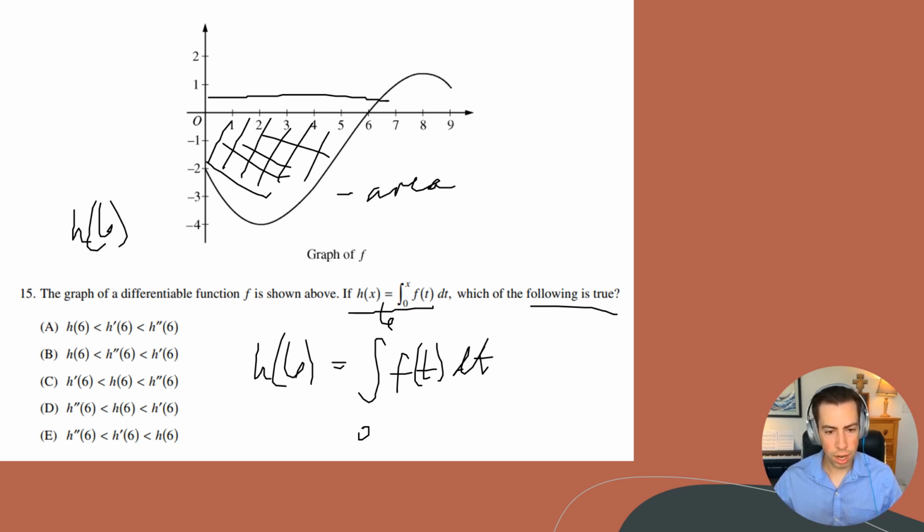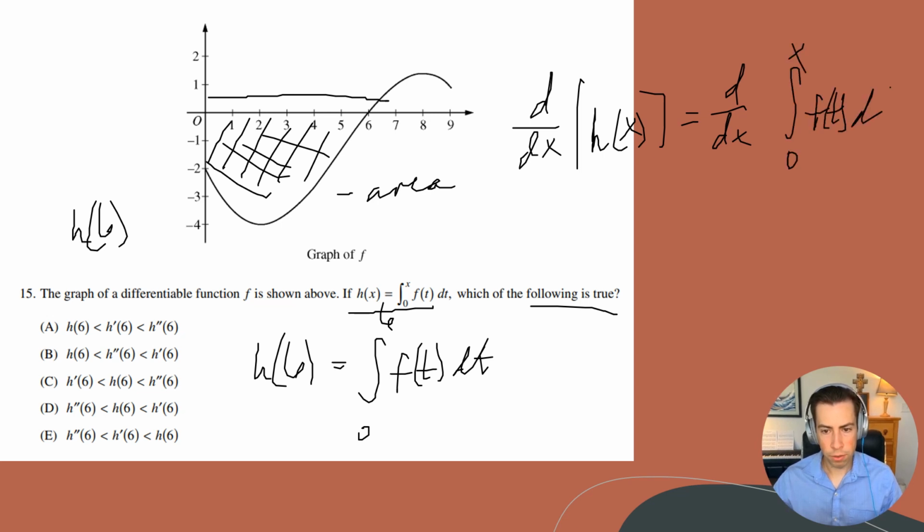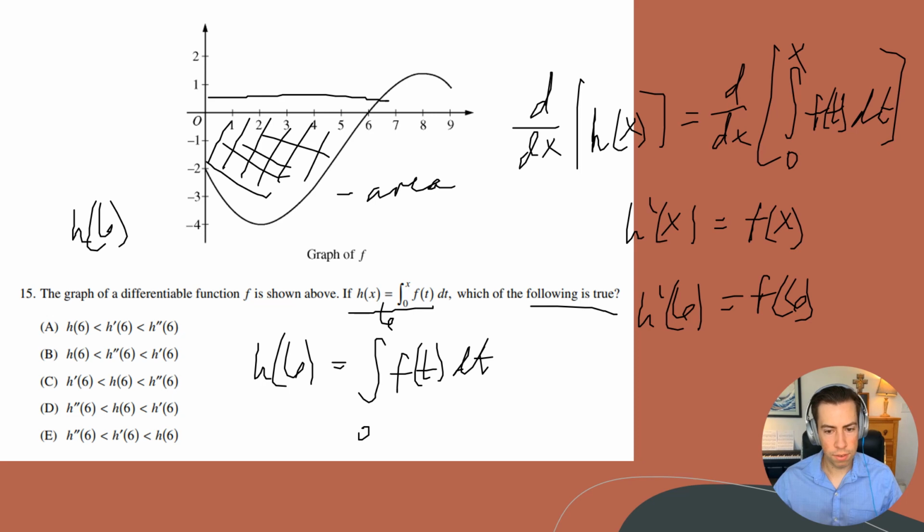Okay, now let's go ahead and find h prime of 6. Well, first let's compute h prime of x. So actually here, let me rewrite that. I'm going to take the derivative of both sides here. And whenever I do that, using the fundamental theorem of calculus, I now have that h prime of x equals f of x. And if that is the case, then all I have to do is plug in 6 for x, and I now have f of 6. And if I want to figure out what f of 6 is, I have to go over here and look at 6 and then figure out what the y value is, and the y value is 0. So this equals 0.